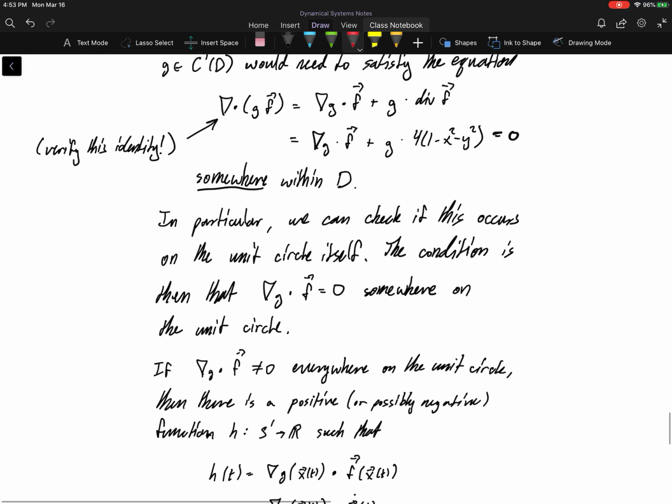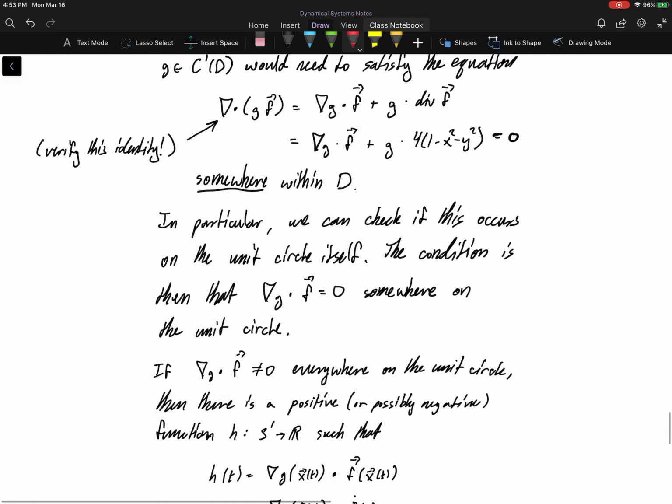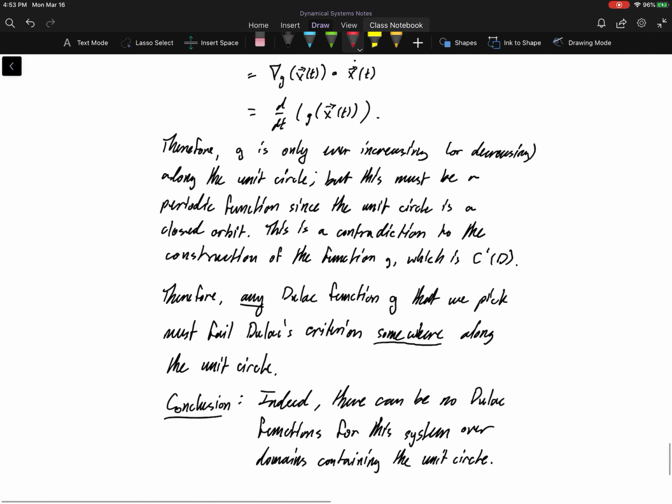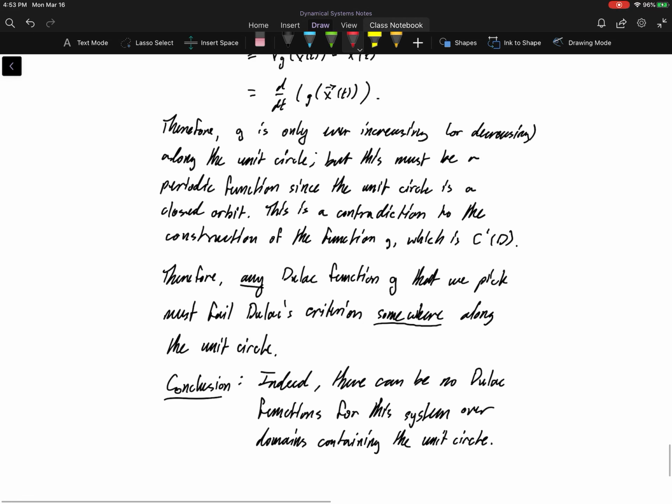Okay, so any Dulac function that I choose actually has to violate this condition across the unit circle. It has to violate this, grad g dot f equals 0 somewhere along the unit circle. And that means that I cannot apply Dulac's criterion over any simply connected domain that includes the unit circle.